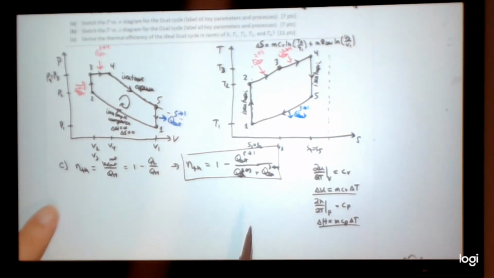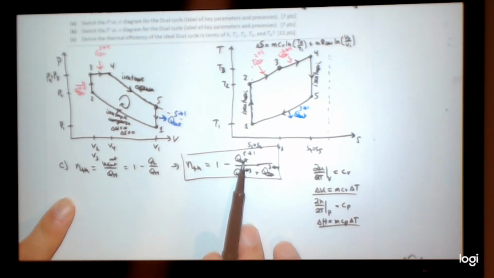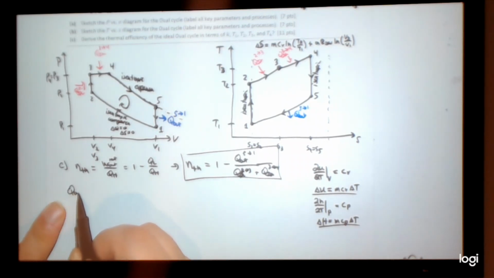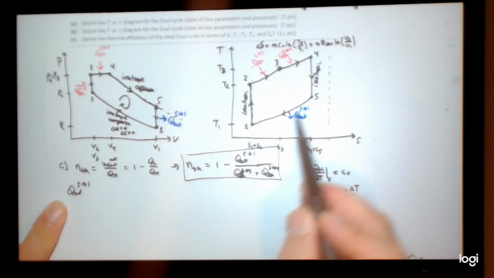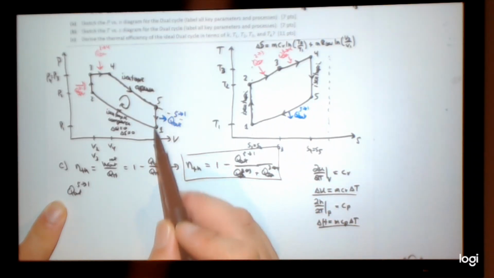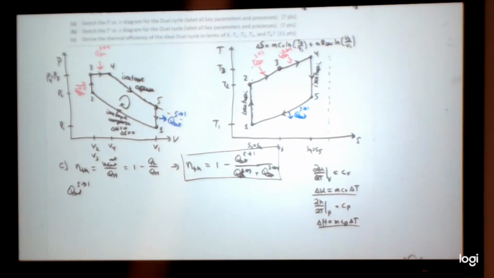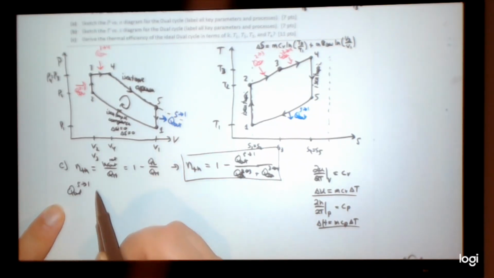So let's do the first one, Q out 5 to 1. What do we want to do? 5 to 1 entropy balance or 5 to 1 energy balance? Which one looks simpler from just a diagram perspective? Energy looks simpler, a straight up and down line, right? So most likely the mathematics is simpler too. So let's do Q out 5 to 1 via energy balance.